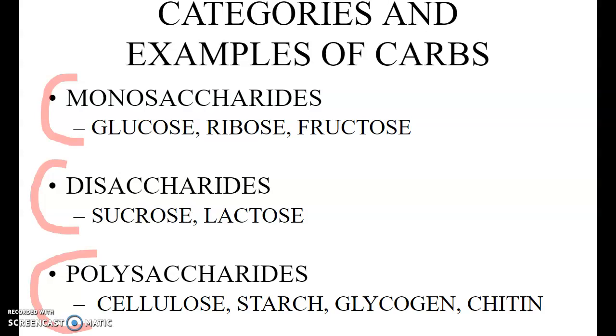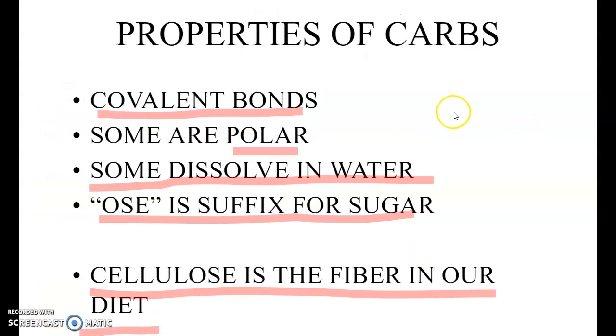The starches, like in potatoes. Cellulose, that's a fiber in our diet. Chitin, that's actually a sugar. It makes up the outside of an insect. It's exoskeleton, that crunchy part. And glycogen, that's found in a large amount in white meat chicken. Now, special properties, they're made of covalent bonds. Some are polar. Some dissolve in water, like sugar. Whenever you see OSE, the first thing should pop in your head is that's sugar. OSE is the suffix for sugar. And then again, cellulose is the fiber we find in our diet.